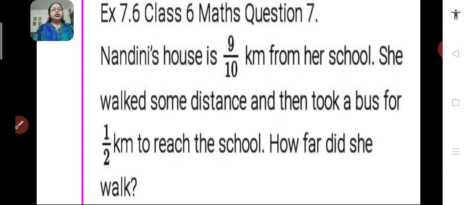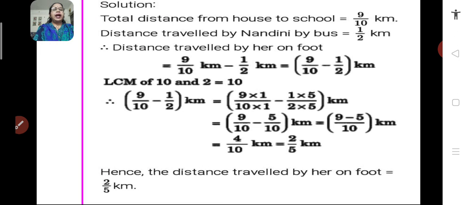So, the total length from Nandini's house to her school is given as 9 upon 10 kilometers. She walked some distance and took a bus for 1 upon 2 kilometers. So, how much distance she walked, that we have to find out. So, we have to subtract 1 upon 2 from 9 upon 10. Let us see how we do this.